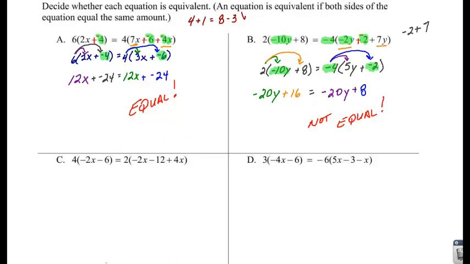Okay, let's go through. So the first thing I want to do, everywhere I see subtraction, I'm going to make it addition. So instead of minus 6x, it's plus negative 6x. Instead of minus 12, it's plus negative 12.